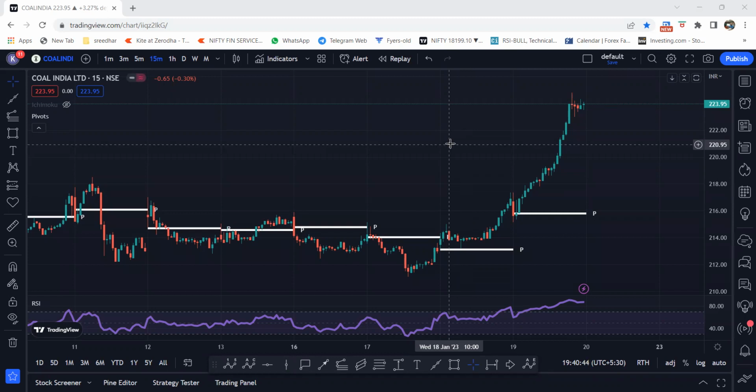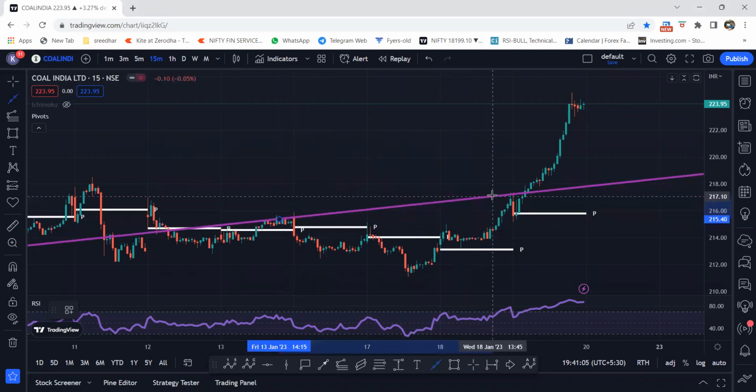For intraday, you need only 3 to 4 days of data. And for positional, you need hourly and daily charts. To start with, I'll be explaining the trend-based analysis on the whole of India. As I explained, I'll just take 3 days of data and draw the trend line.